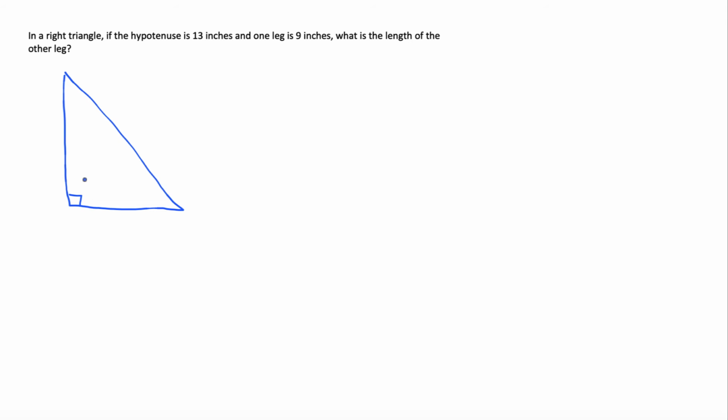Now remember, in a right triangle, we usually denote the legs as A and B. It doesn't really matter which one's A and which one's B, so I'll call that one A, this one is B, and then the hypotenuse is usually denoted by the letter C. You notice in this case that the hypotenuse is 13 inches, which is this guy here, and it says that one leg is 9 inches. We want to find the length of the other leg.